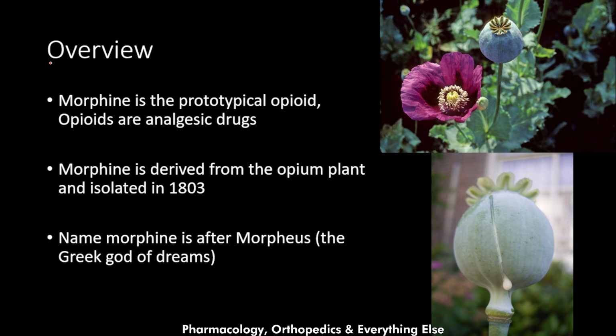So let's start with an overview of morphine. Morphine is the prototypical opioid. Opioids are classified as analgesic drugs, and morphine is derived from the opium plant, which is shown in this picture. When you cut this part of the opium plant, it gives you this material, which is the material that morphine is isolated from. It was first isolated in 1803, and the name morphine is derived from Morpheus, the Greek god of dreams.